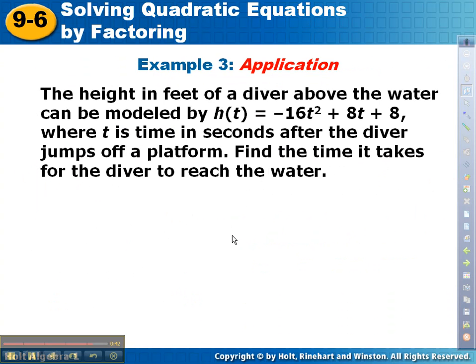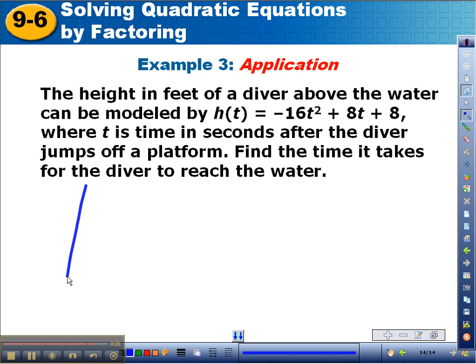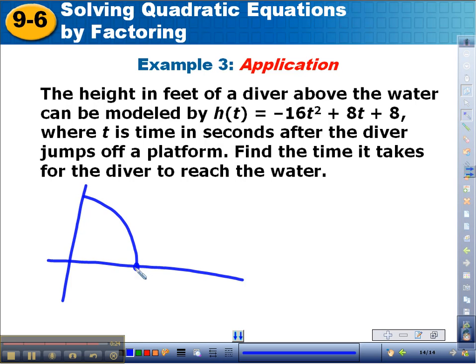Okay, let's see if I've got time to do one more. This one right here, the height in feet of a diver above the water. Ooh, that doesn't look good, and I'm running out of time. This one we're going to have to do on our own. You are looking for where the diver hits the water. If this is height, that's a height equal to 0.